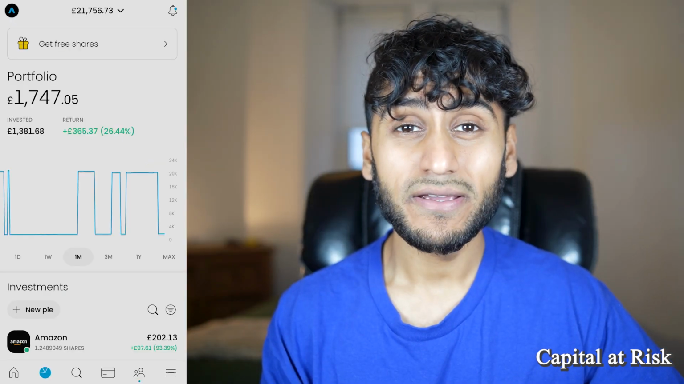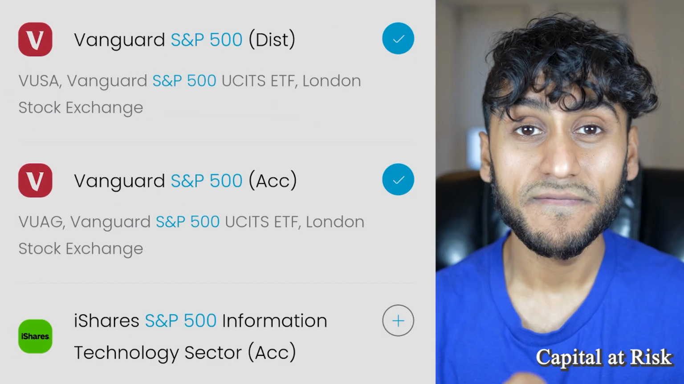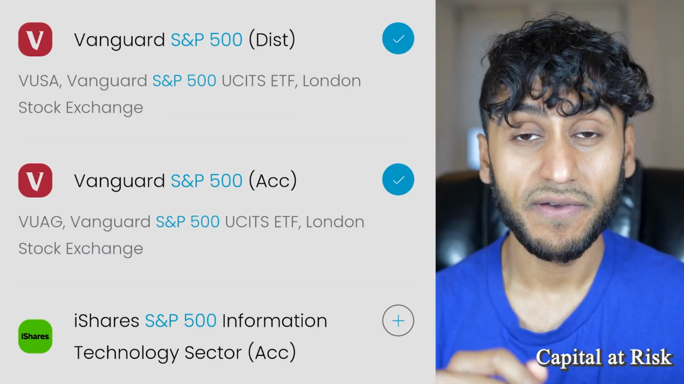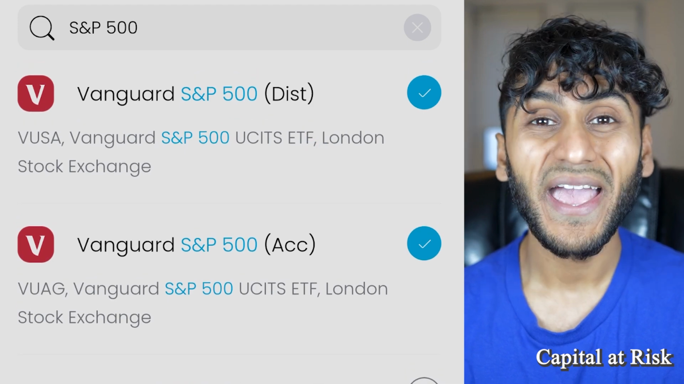So of course, depending on what broker you use, you don't actually have to use Trading 212. You're going to want to go into the search menu, and if you type in S&P 500, you'll see that there are a lot of different companies that do offer the S&P 500. Now, the most popular by far in the UK is this fund over here called the VUSA, the Vanguard S&P 500. And what I first want to do before comparing the two is to explain the differences between DIST, as you can see in the brackets over here, or ACC.